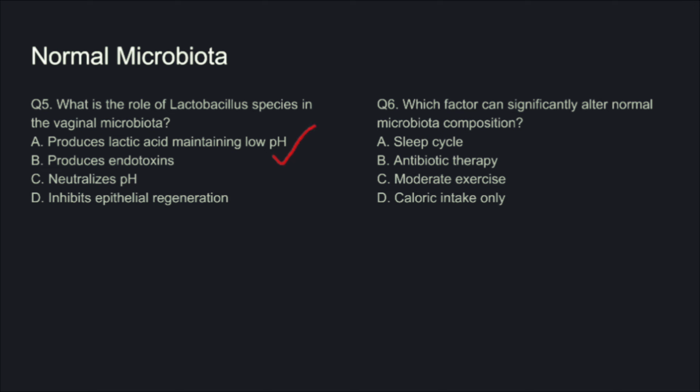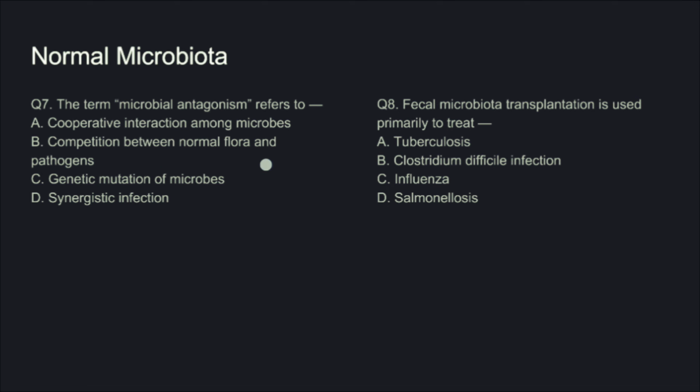Question number 6. Which factor can significantly alter normal microbiota composition? Your options are A. Sleep cycle, B. Antibiotic therapy, C. Moderate exercise, D. Caloric intake only. Correct answer for this question is option B. Antibiotic therapy.